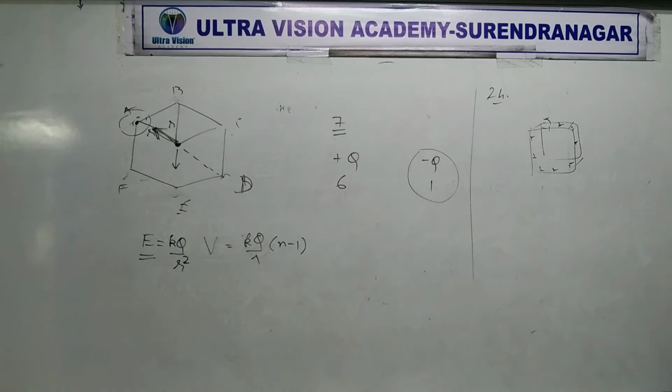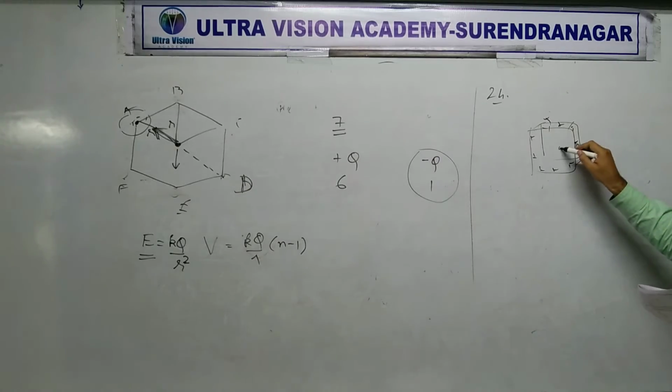Okay, now what to do? Which of the following statements are true? First, potential at the surface of the cube is 0. False, it's not 0, right? There will be some potential, because there is a charge. Second, potential within the cube is 0.